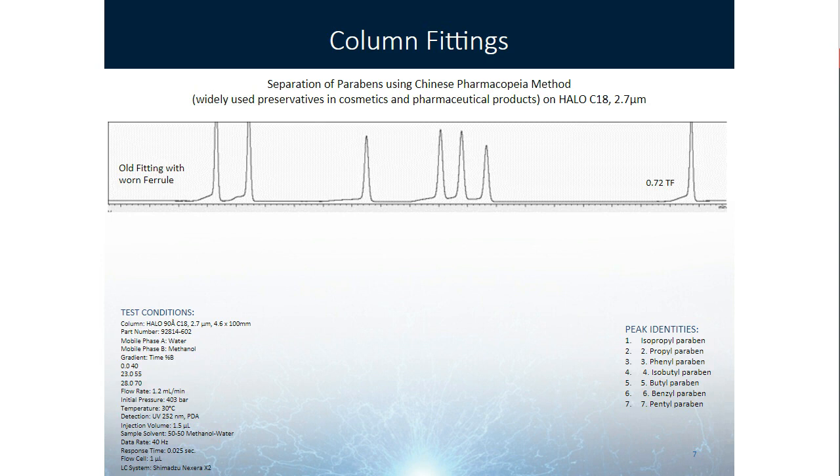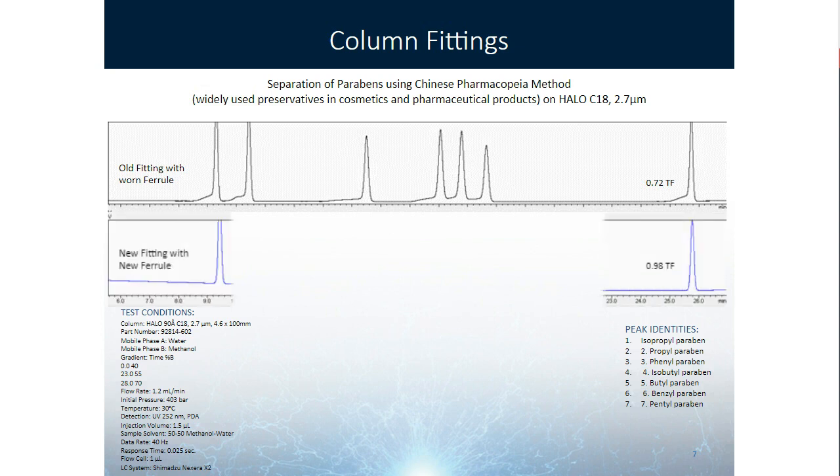So column fittings, as a side note: with peak fronting, a lot of the times there could be a void in the column, but you definitely want to keep an eye out on your column fittings. So here is a separation of parabens using a Halo C18 column. And one hint here is that all of the peaks are fronting. It's not just one or two compounds of interest. You definitely want to keep an eye on your fittings.